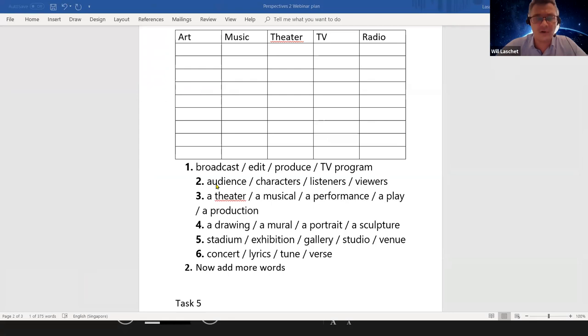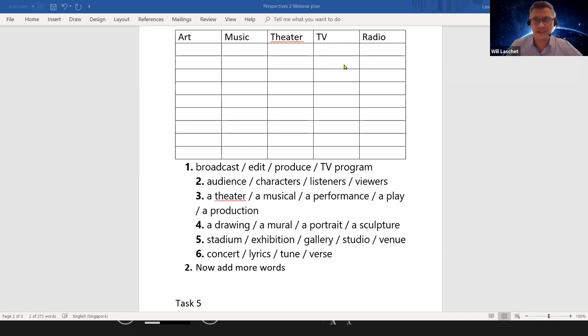We're asking them to categorize. So I've put all the words that they would have looked at and then I've made this very simple table. If we take the first word, which is broadcast, and I can copy it, can you tell me which of these categories would you put the word broadcast under? Would you categorize that under art, under music, theater?